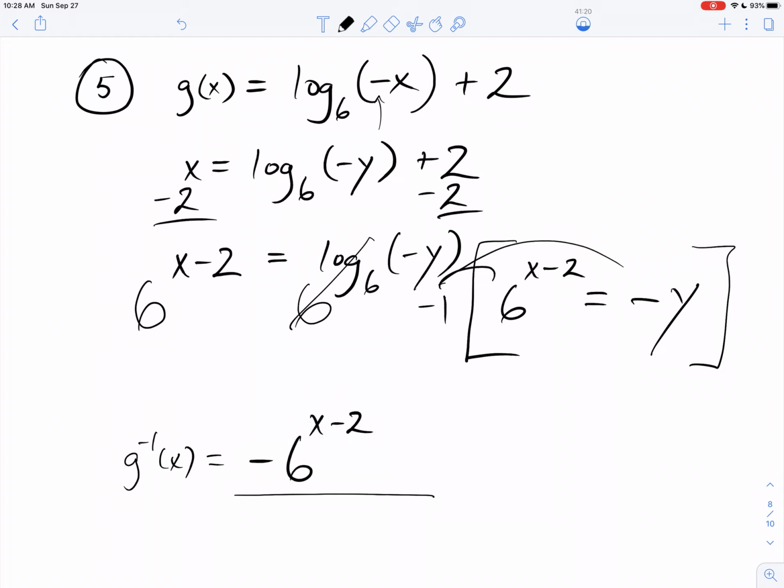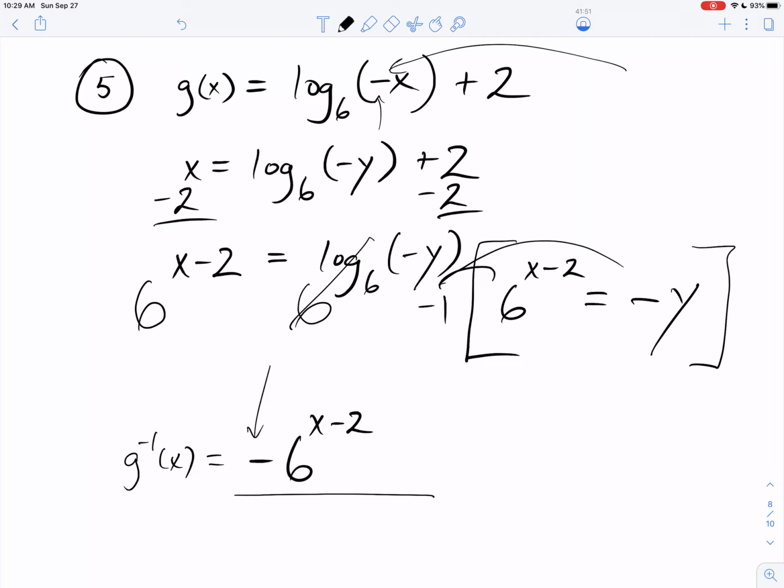Now, technically, that does not make my base negative 6. It doesn't. It means I got a negative times the base of 6. But it would definitely cause this graph to flip. And this graph would also be flipped. But one of these guys has a top to bottom flip based on its negative location. One of these guys has a side to side flip based on its location.